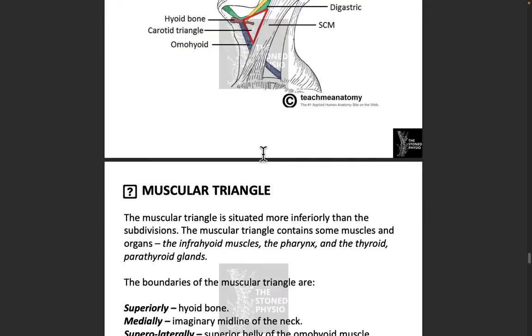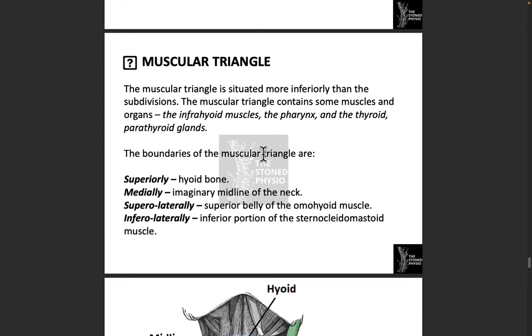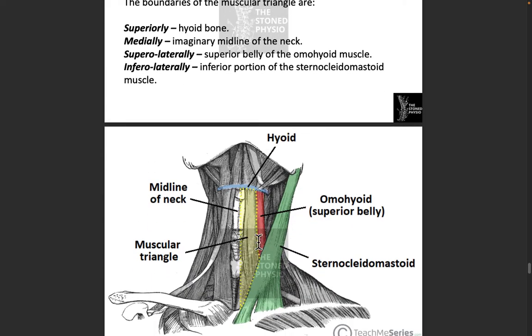Except that, the last triangle is the muscular triangle. Why the muscular triangle? Because most of the muscles, especially the infrahyoid muscles, are present inside this triangle. We have 4 boundaries, it is more or less quadrilateral in shape, but we still call it a triangle. Medially it is the midline of the neck, superiorly the inferior border of the hyoid, then we have 2 more borders, the superior lateral and the inferior lateral.